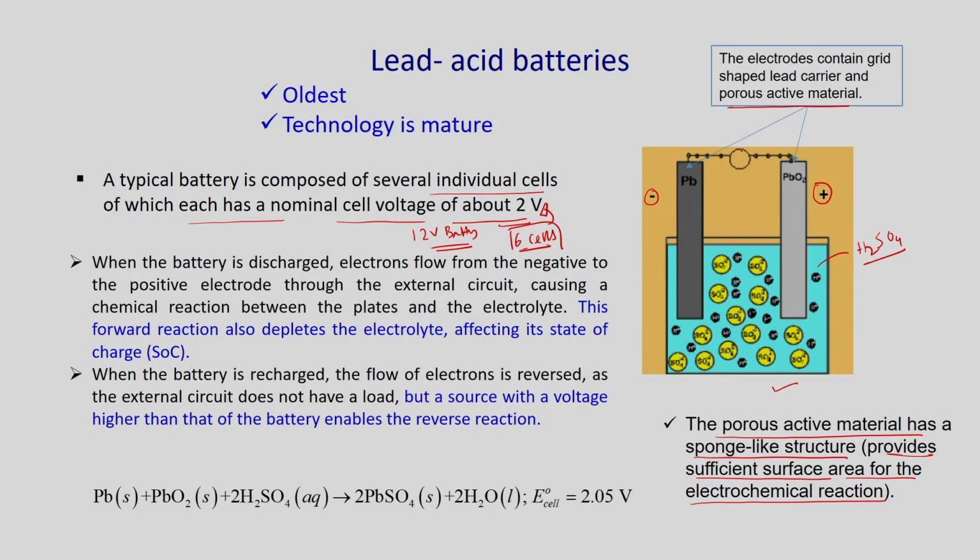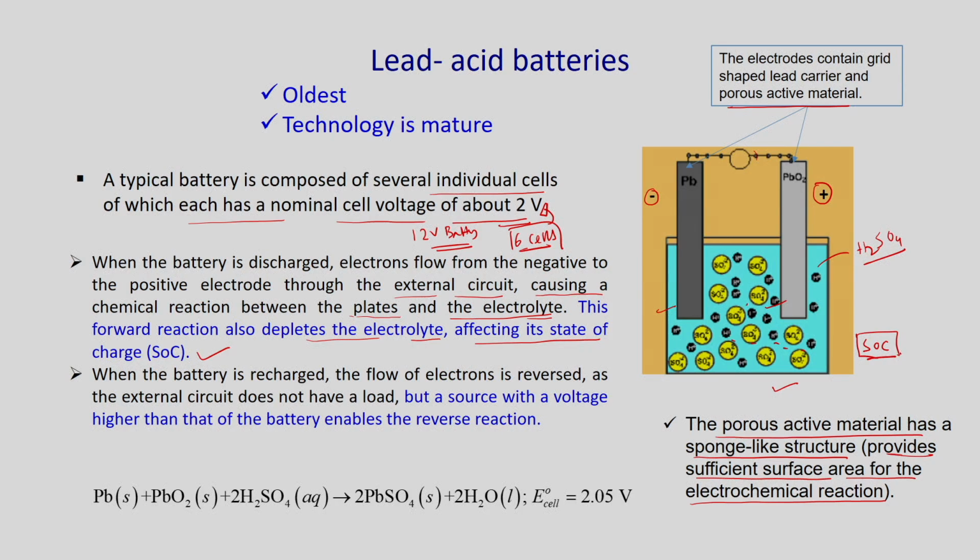Okay. When an external load is connected, electrons will flow from the negative to the positive terminal. Okay. So, when the battery is discharged, the electrons flow from the negative to the positive electrode through the external circuit. Okay, which causes a chemical reaction between the plates and the electrolyte. Okay. These are the electrolytes here and these are the plates. Okay. This forward reaction also depletes the electrolyte, affecting the state of the charge. Okay. So, SOC, we will define what is SOC. So, it affects the state of the charge.